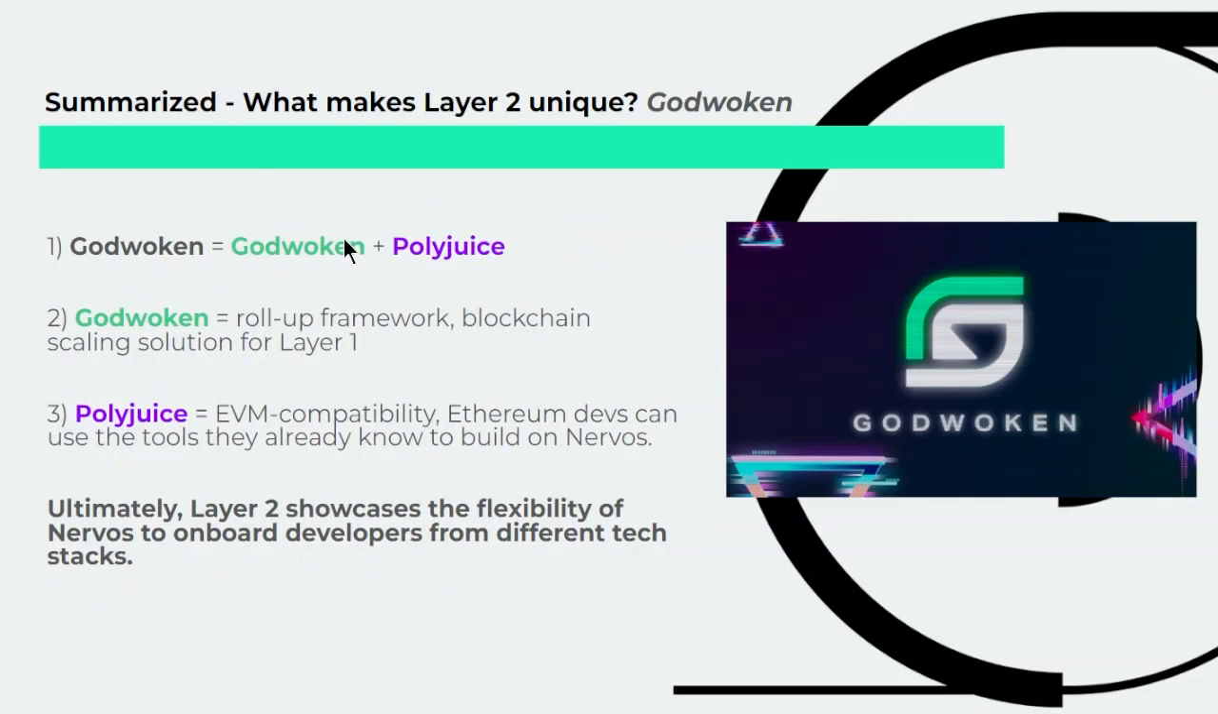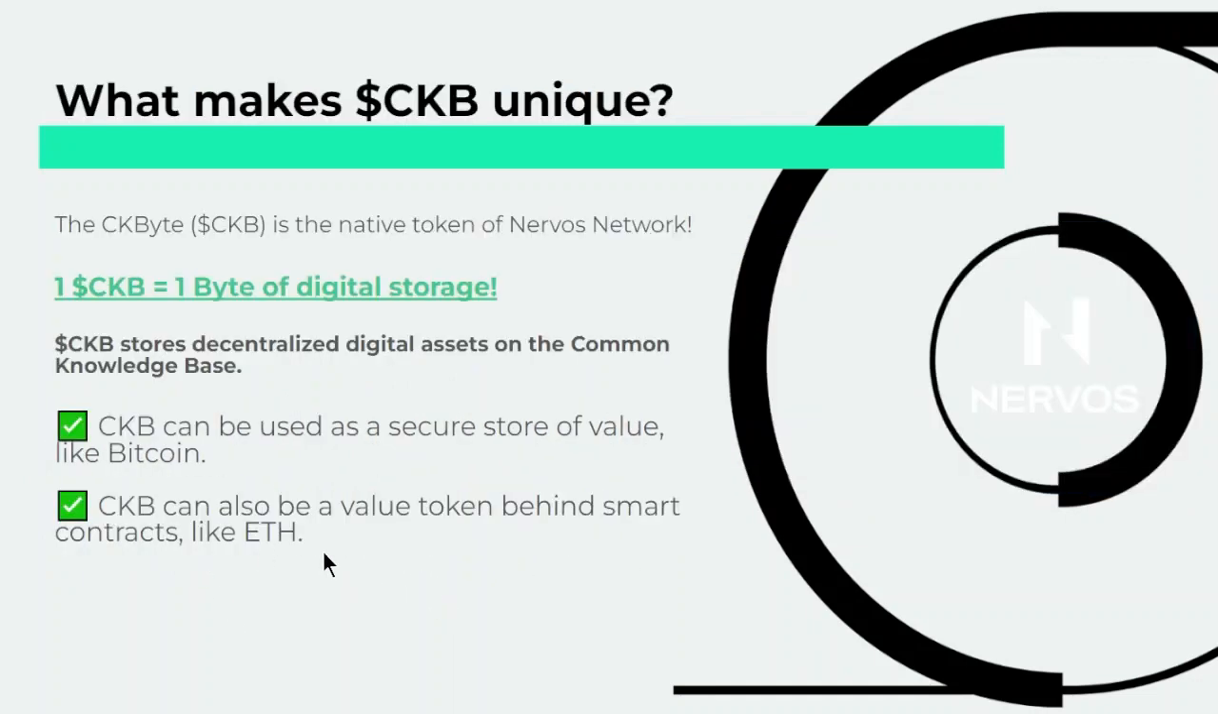So, to summarize what makes Layer 2 unique: Godwoken is made up of two components, Godwoken and Polyjuice. Godwoken, the component of the layer 2, is a rollup framework, very flexible, and it also helps to scale layer 1. Polyjuice is where the Ethereum compatibility comes in. Ultimately, the layer 2 showcases the flexibility of Nervos Network to onboard developers from different tech stacks.